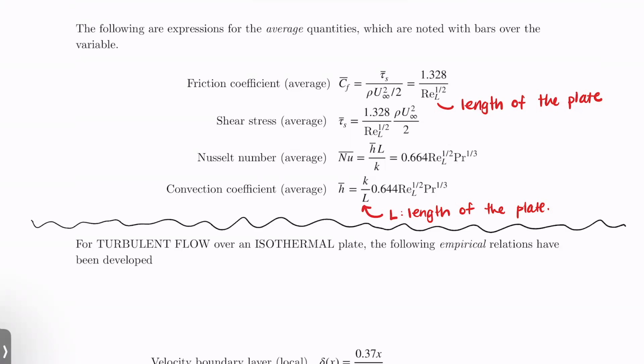So everything above this line is laminar. Everything below here is for turbulent flow. We're still dealing with that plate at a fixed temperature, but if it's turbulent, now we need to use empirical relationships instead, based off of experiments.